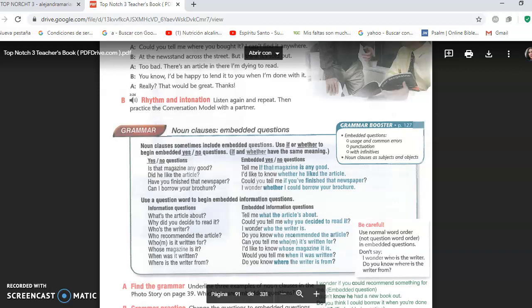Tenemos yes and no questions. Is that magazine any good? Esa es nuestra pregunta. Ahora vamos a contestarla. Vamos a hacer otra pregunta. Una pregunta de sí o no utilizando embedded. En las embedded questions vamos a utilizar if and whether. Fíjense bien cómo cambia esa pregunta utilizando if. Tell me if that magazine is any good.